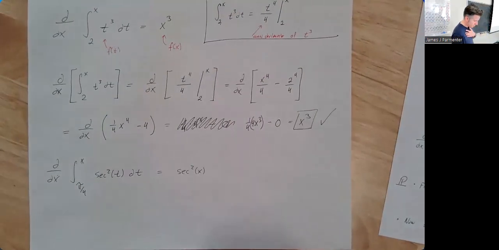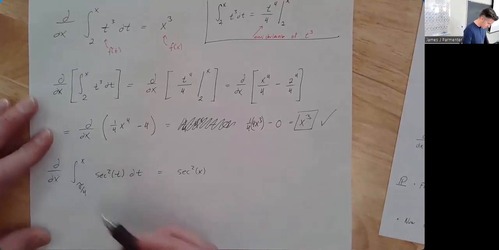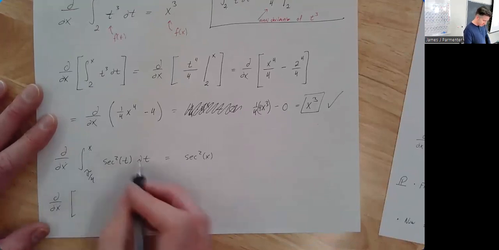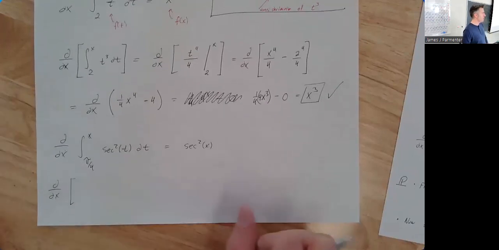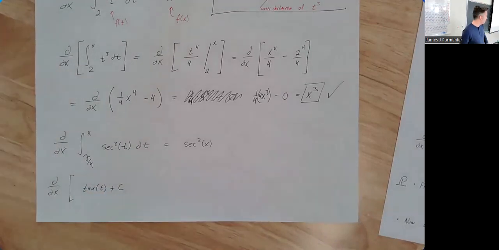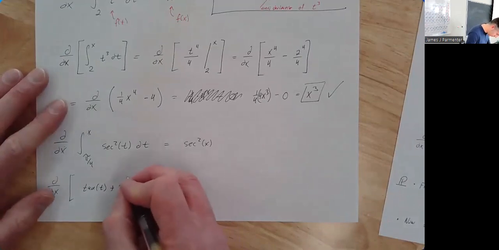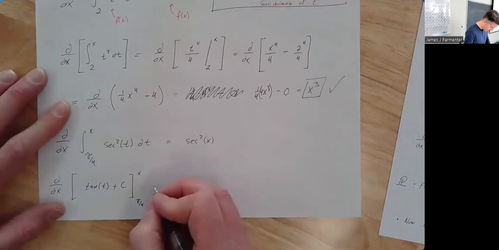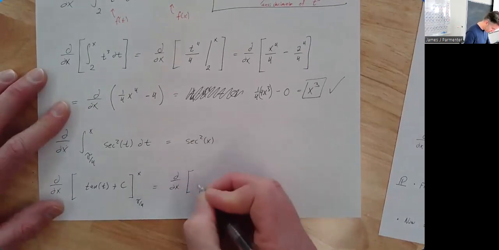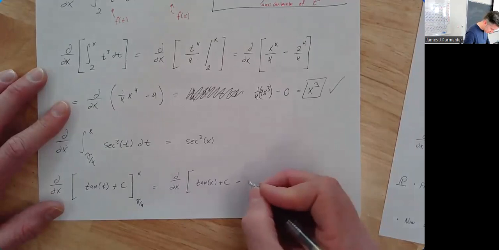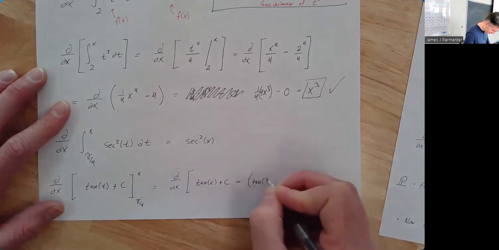Now I will point out, in fact, I'll do it in this next one. Let's do it the long way here. So if I try to do the antiderivative of secant squared of t, what's the antiderivative of secant squared of t? Tangent of t. So it's tangent of t plus a constant, just to actually see, evaluated from pi over 4 to x. So if I plug in x, I'm going to have tangent of x plus c minus tangent of pi over 4 plus c.